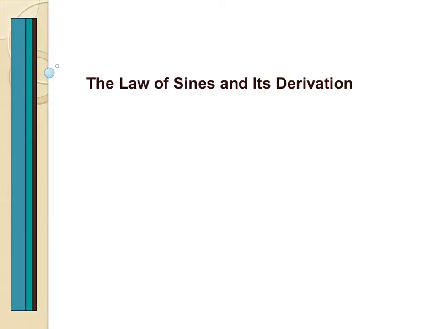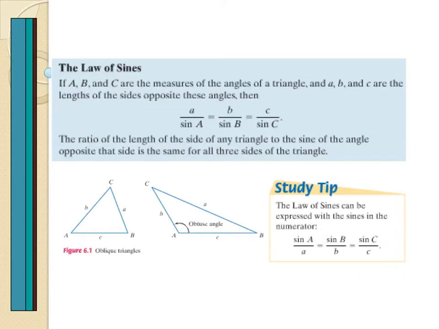Let's take a look. So let's talk about the law of sines. That's what we're going to use in order to solve our oblique triangles. And what do I mean by oblique? I mean a triangle that does not have a right angle in it. Okay, so if you hear me say oblique, that's what I'm referring to. So here's the law of sines. Go ahead and add this to your notes.